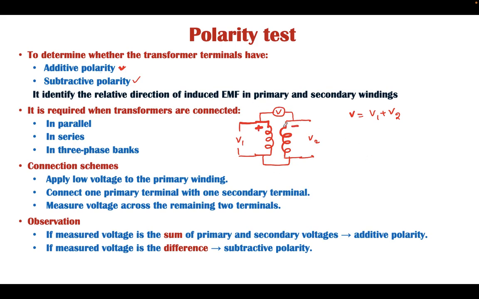Whereas for subtractive polarity, if the voltmeter reads V1 minus V2, the polarity is subtractive. And when will it be subtractive? When both the terminals at this point, where the voltmeter is connected, are positive. This is the voltmeter. These two terminals are short circuited. Here again the applied voltage is V1, and the voltage developed in the secondary is V2. If V is equal to V1 minus V2 or V2 minus V1, then it is a subtractive polarity.